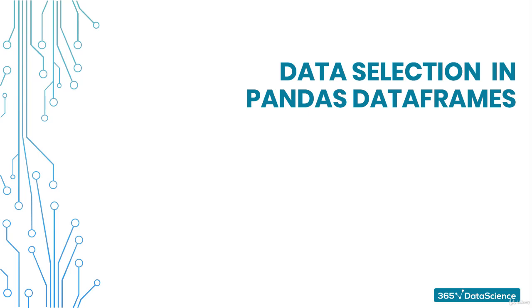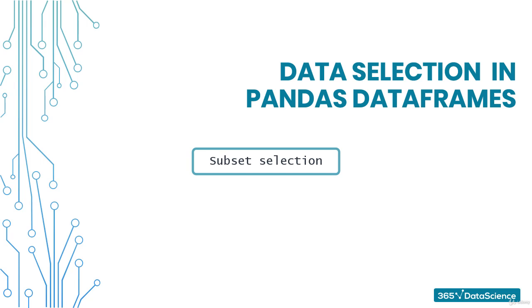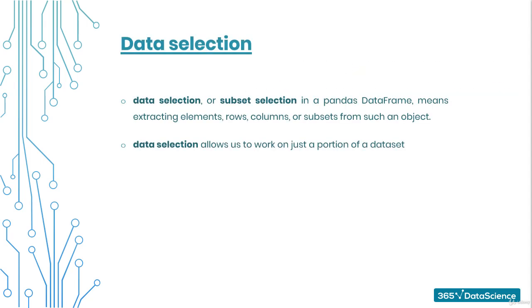All right, excellent. In this lecture, we will begin working on data selection in pandas data frames. We will first introduce the concept of subset selection and then focus on its application on pandas data frames. Data selection or subset selection in a pandas data frame means extracting elements, rows, columns, or subsets from such an object. In practice, data selection allows us to work on just a portion of a data set.